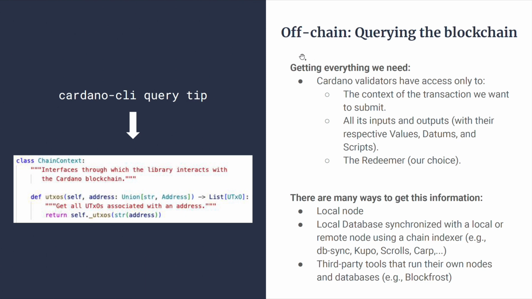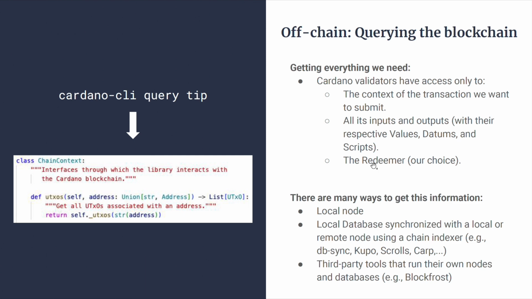Okay, so getting everything we need. What the validator, the node that actually will run the on-chain code, will have access to, and this should be part of the transaction, is basically the context of the transaction. If we want to mint something or spend, and so on, it is all the inputs and outputs of the transaction with their respective values and datums, and also the redeemer.